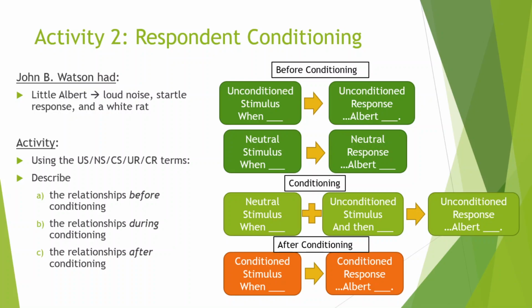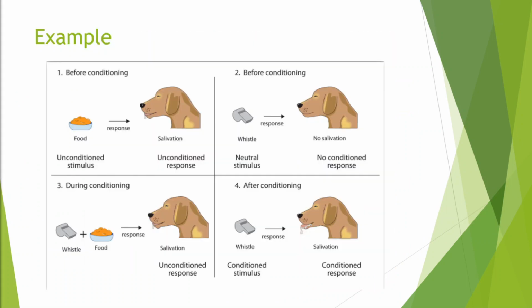And then you're going to also look at during conditioning. So the neutral stimulus, the unconditioned stimulus, and then the unconditioned response. And then after conditioning, the conditioned stimulus, and then the conditioned response. So if you have trouble thinking about how to fill this out, I recommend going back to this part of the video where I showed this example about Pavlov's dog. And then you can think about, in the case of Little Albert, how each of the steps of Watson's experiment would fit in with these different terms.